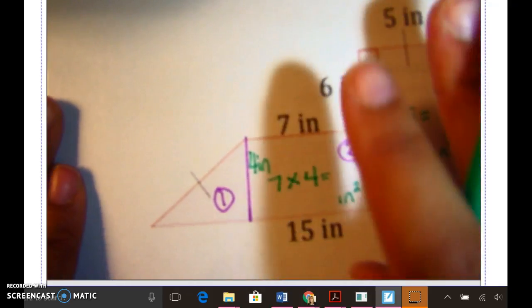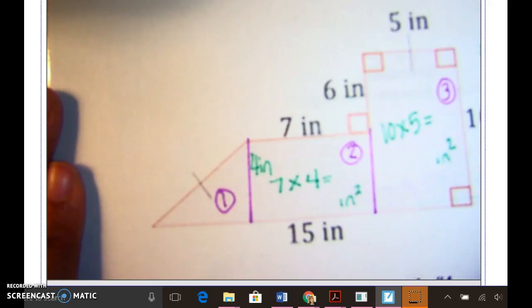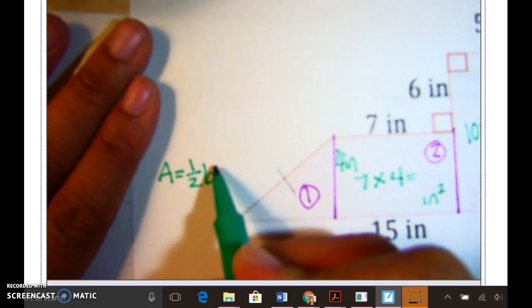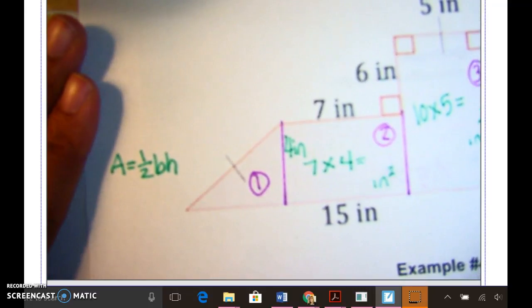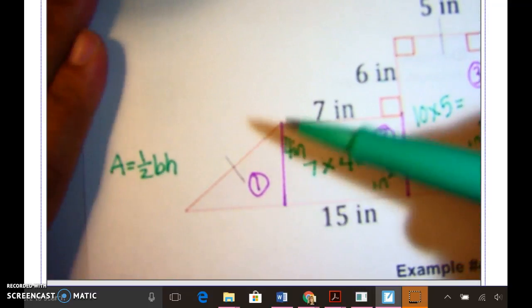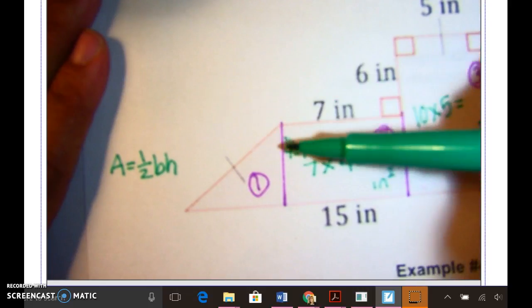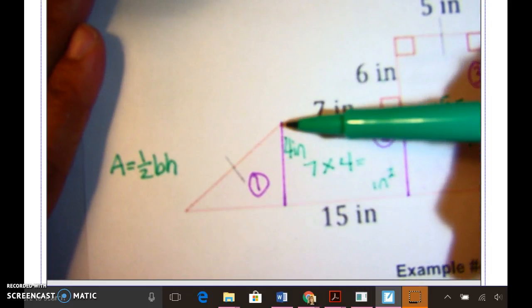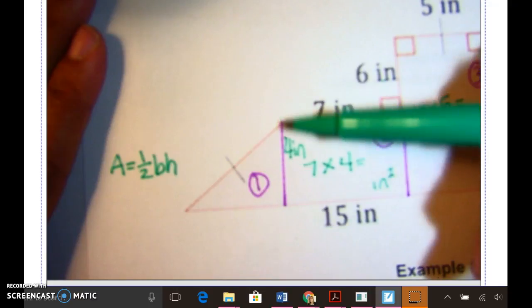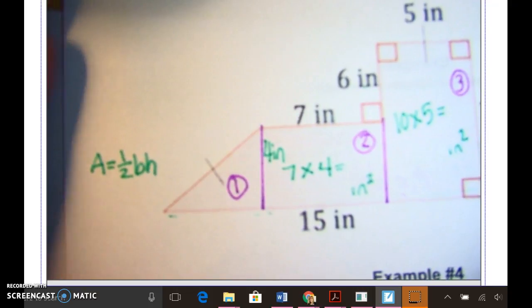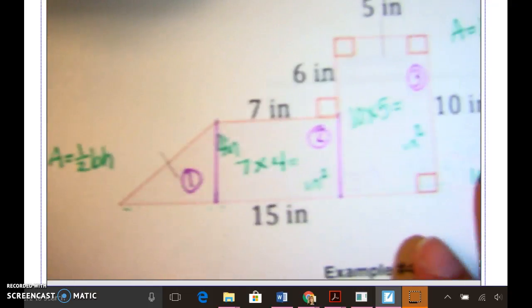So now we have figure 1 left over. Again, we have to use the information that we have to figure out the base and height. Remember, for a triangle, the area is half of base times height, because a triangle is half of a rectangle. Well, I already know this side, because I figured it out for this rectangle, and they share the same side. So I know that the height is 4. I need to figure out what this side is. Well, I've got to use the information they give me and play around with it a little bit.